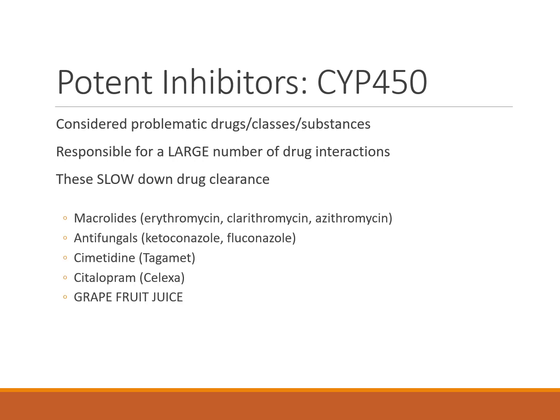Potent inhibitors. So this is considered problematic drugs, classes, or substances. They're responsible for a large number of drug interactions, and they slow down drug clearance because they're inhibitors. So they slow it down. And those are the ones listed here on this slide. Know these. If you see them, you should say, oh, this other drug is being given with one of these drugs or these substances. That means it could lead to toxicity or any side effect associated.